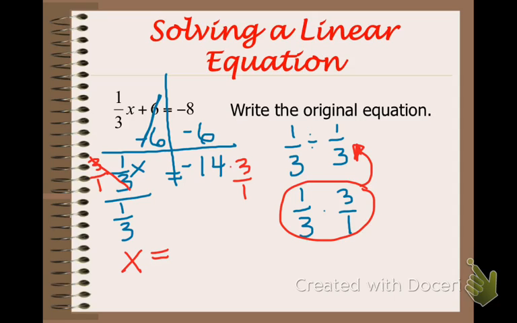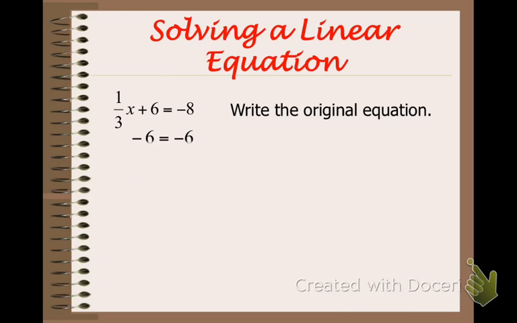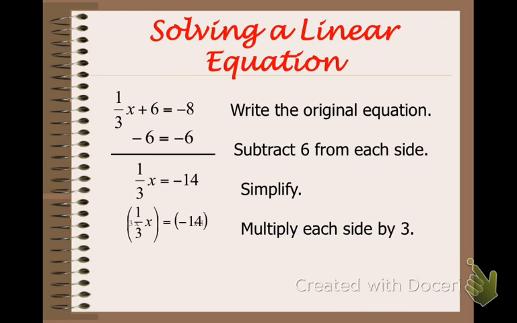We'll get then -14 times 3 is -42. And we can check our work by substituting that back in. So when I check my work, I would do, what is 1/3 of -42? I will add 6 to that. So basically it's dividing by 3 and then plus 6, and I get -8. It's supposed to equal -8, and I know that I've done it right.